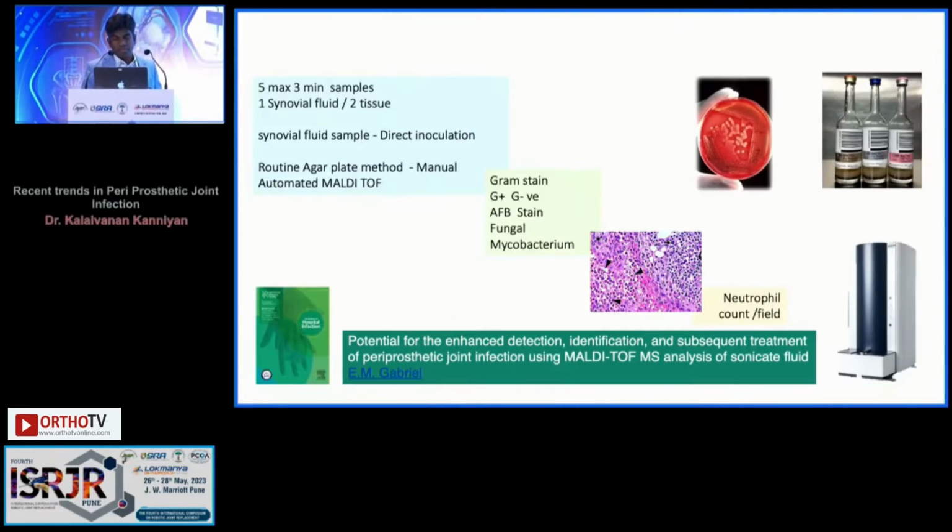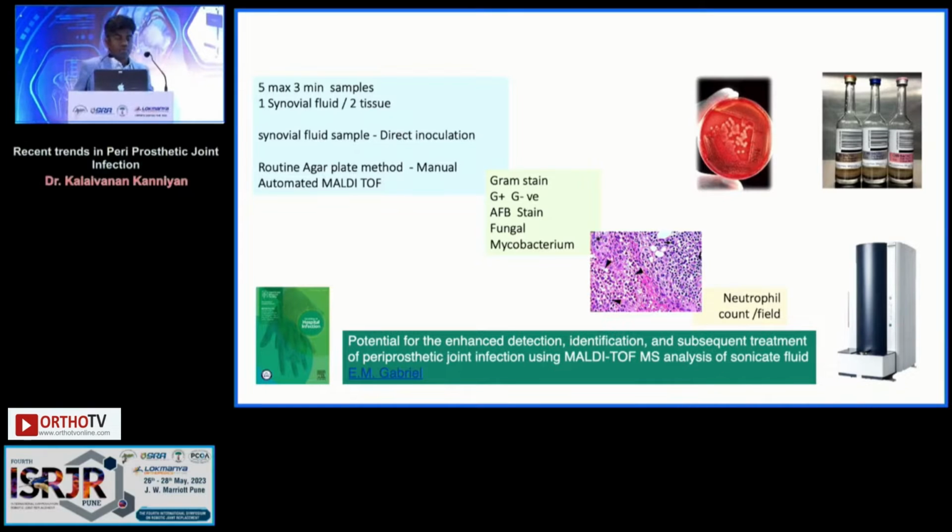So, the recent trends in periprosthetic joint infection. Most of the time in our unit, we do a lot of revisions, one-stage as well as two-stage. For each case, we send 5 samples, of which 3 should be the minimum: 1 synovial fluid and 2 tissues. The synovial fluid goes with direct inoculation and the routine plate method. And we have had the MALDI-TOF machine in our setup since 2012.